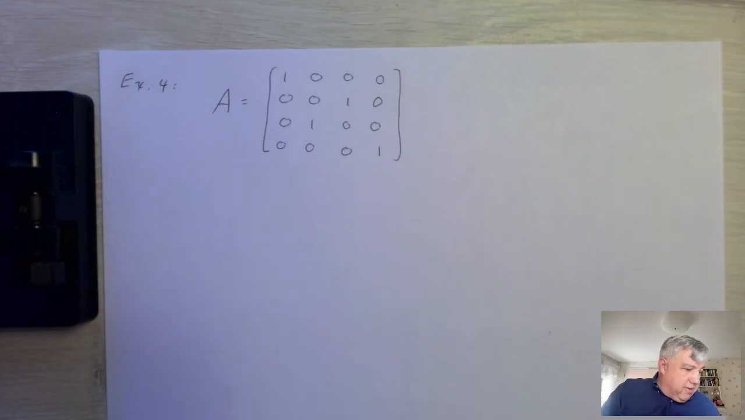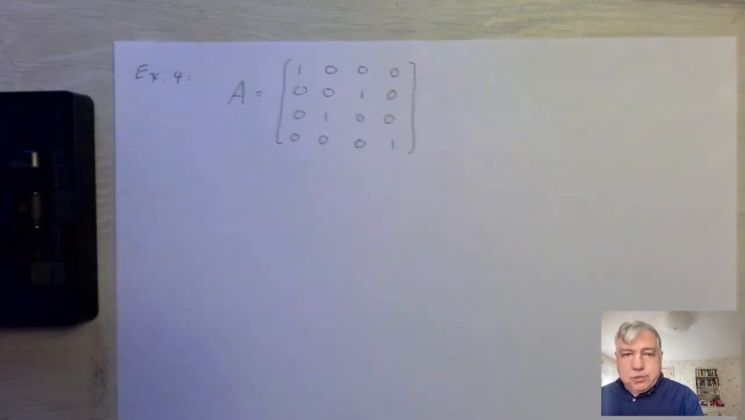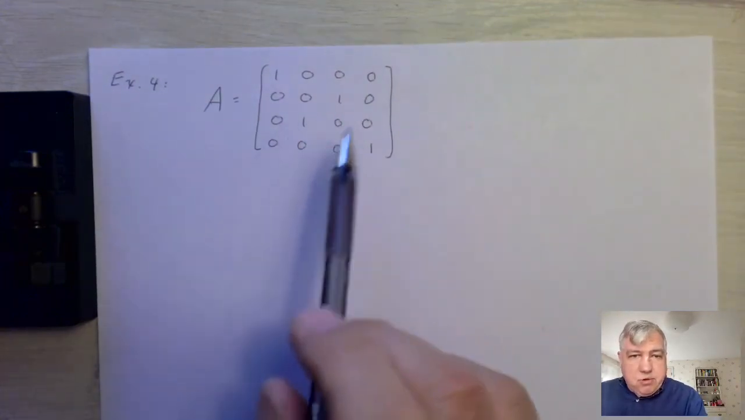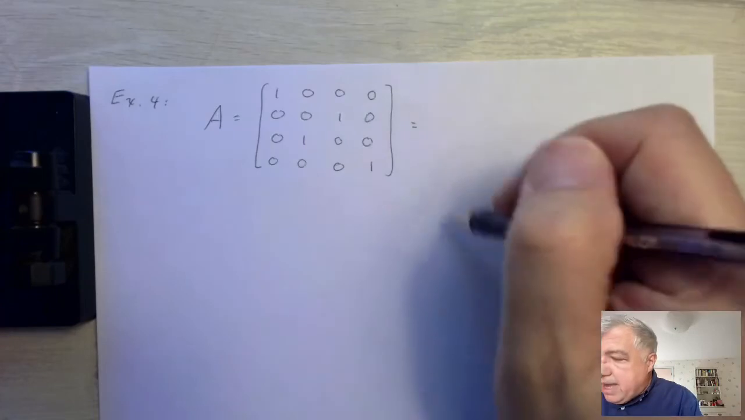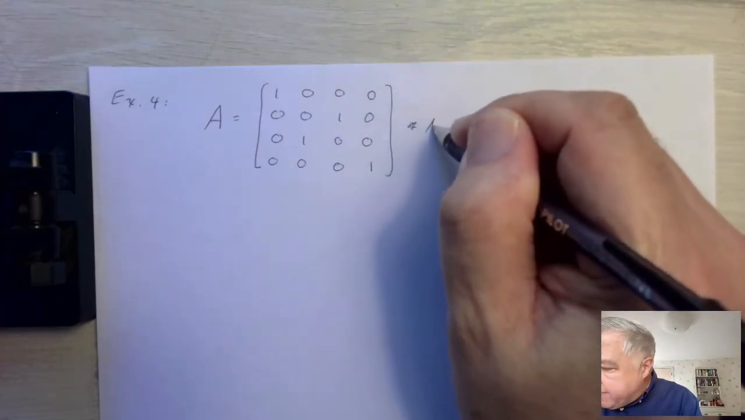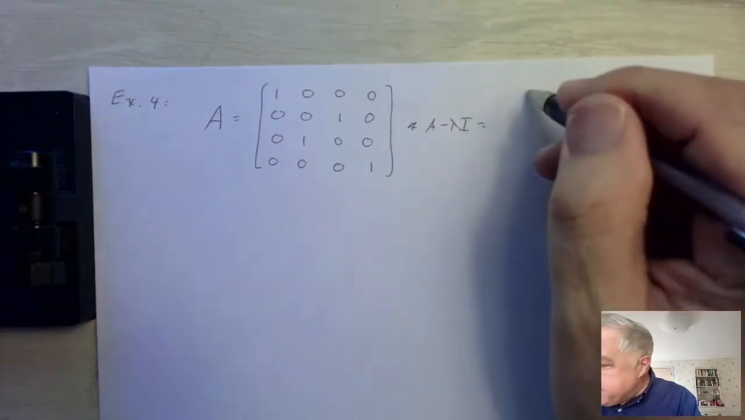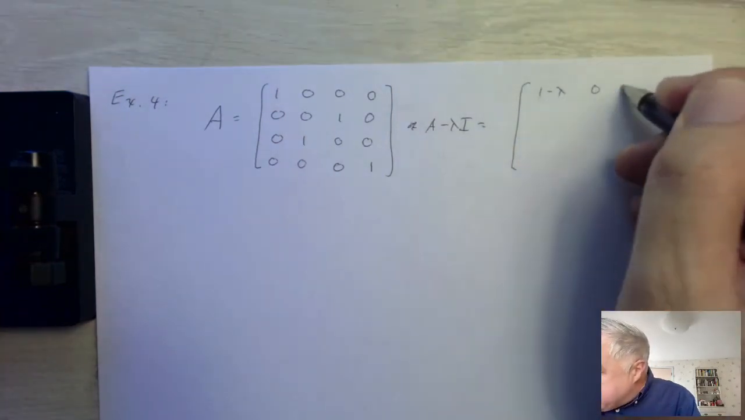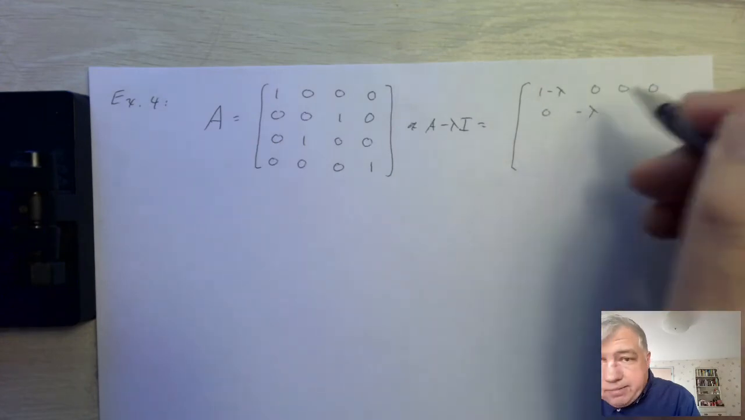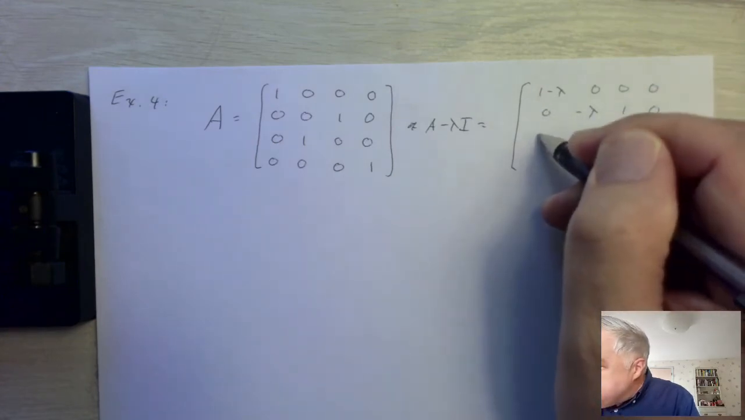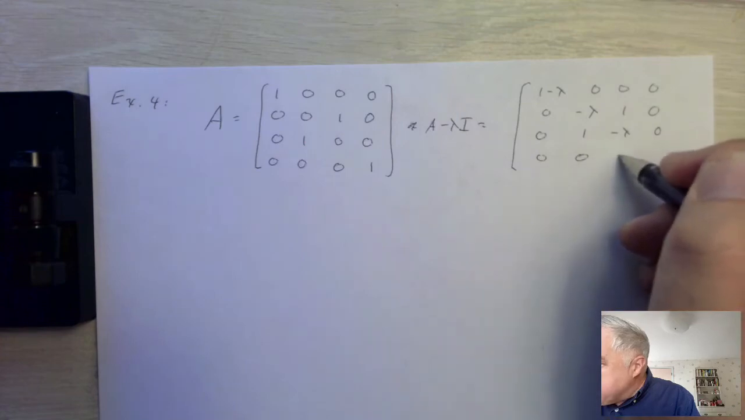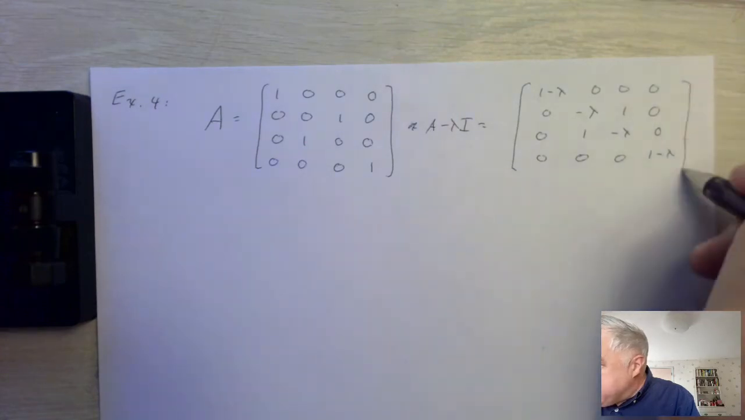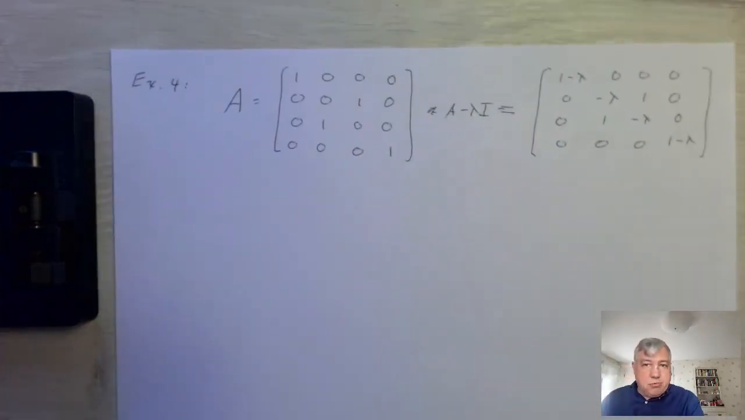Here we have a 4x4 matrix. Okay, so let's do the same thing here. Notice I try to make this rather easy to compute, because otherwise the algebra can get really messy. So A minus lambda I in this case would be the matrix with rows (1 minus lambda, 0, 0, 0), (0, minus lambda, 1, 0), (0, 1, minus lambda, 0), (0, 0, 0, 1 minus lambda). Okay, that's the matrix we're looking for.